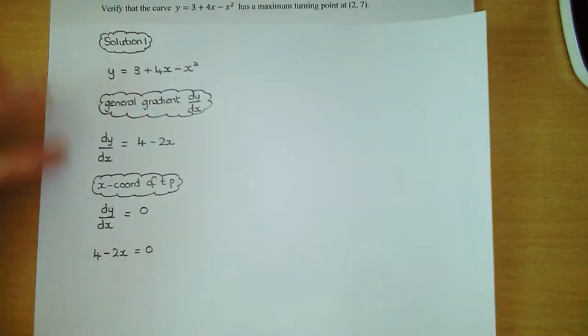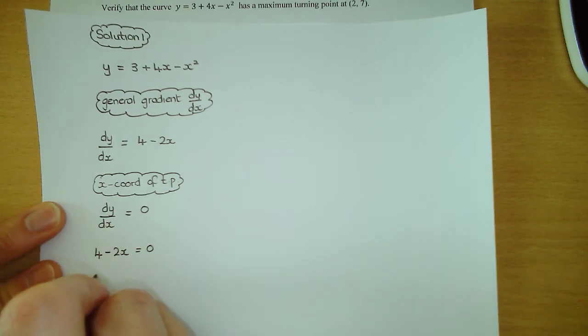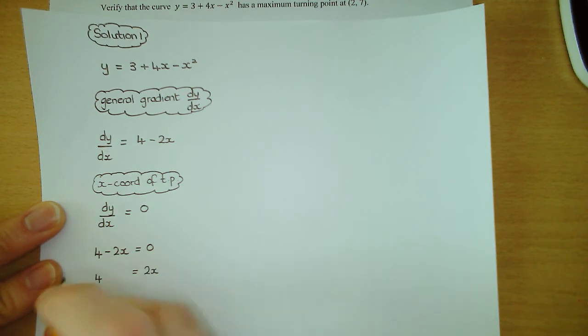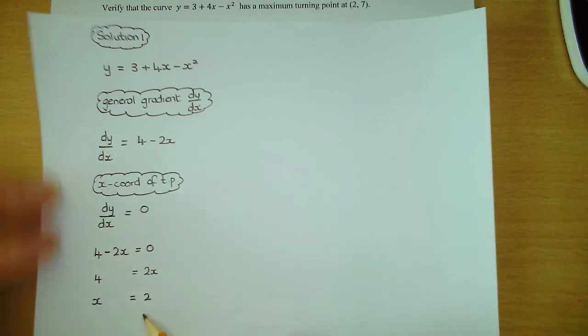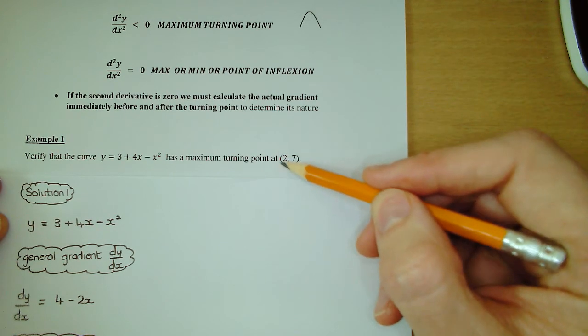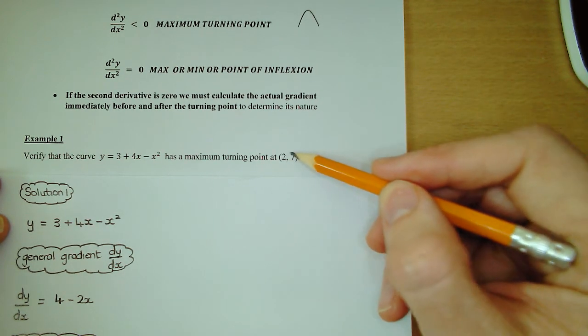So we've got a nice little equation with x. We're going to solve it to get the x coordinate of the turning point. So we're going to get 4 equals 2x, and then divide both sides by coefficient. Then we're going to get x is equal to 2. So good news, there's the x coordinate of the turning point, and it makes sense because it asked us to verify that the turning point had an x coordinate of 2. So we're expecting an answer of 2. We're now expecting the y coordinate to be 7.